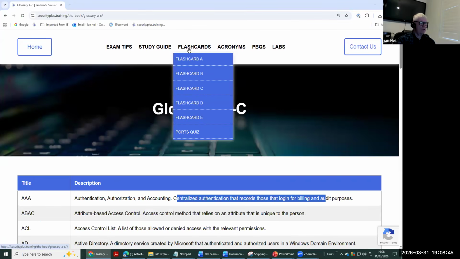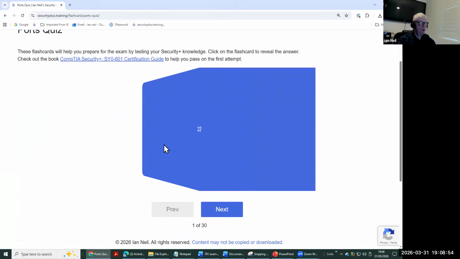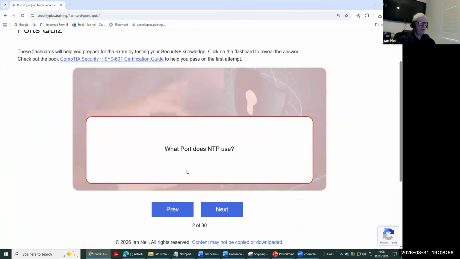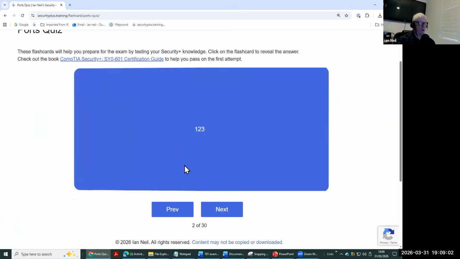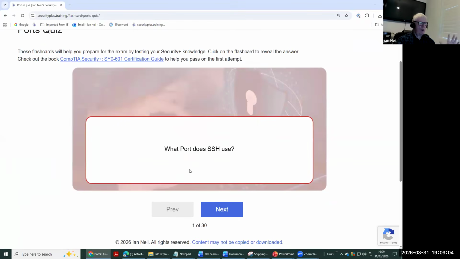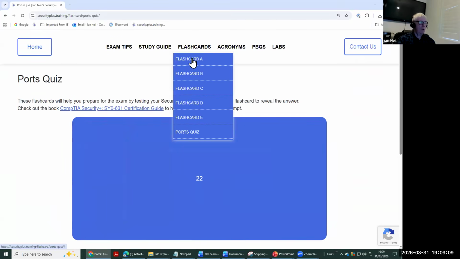There's also flashcards. One of them you'll find really quite useful would be the ports quiz. What port does SSH use? 22. I'll go to the next one. NTP, it uses 123. I'll go back because I want to keep practicing it. Oh, what about the one before? I'll go back to that and I can play with that ports quiz all day long.